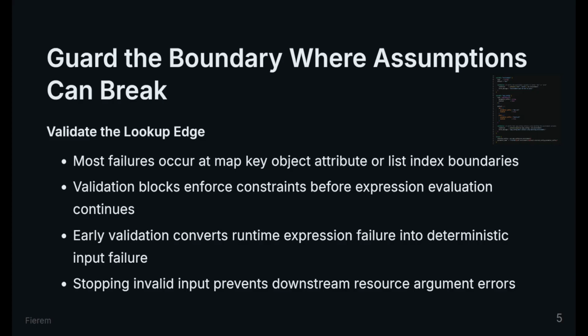On a submarine, the most dangerous fault is not the one that alarms early. The dangerous fault is the one that passes through two compartments before anyone realizes the first seal failed. A bad Terraform lookup behaves the same way. If you do not stop it at the boundary, you end up debugging downstream symptoms instead of the first broken assumption.